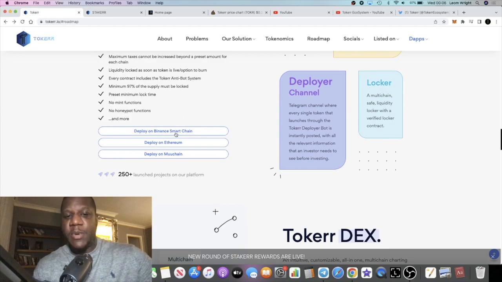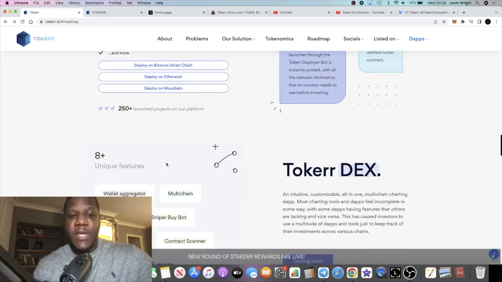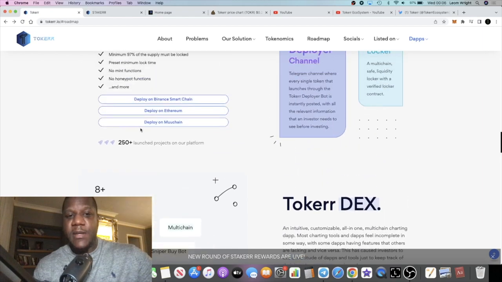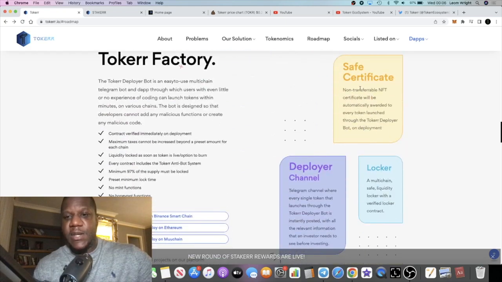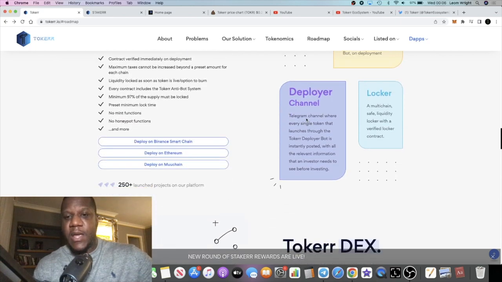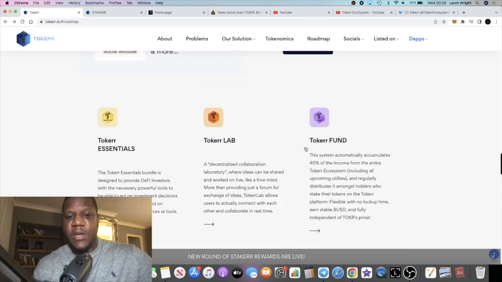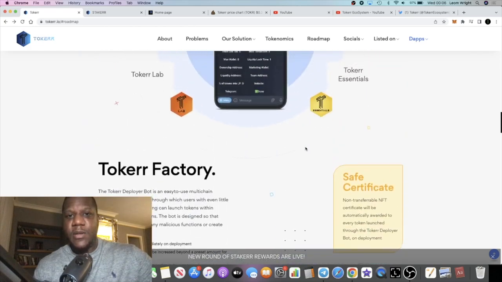So you can deploy on Binance Smart Chain, Ethereum and Mu Chain. I did a video about a blockchain or a token called Mu, M-U-U, a little while back, so I am familiar with that chain. And of course, I would expect that they would add other blockchain infrastructure along the way, because the more, the merrier. Okay, guys. Lock liquidity. You get a safe certificate as a non-transferable NFT, and so on. All right, guys. So I think that this looks like a pretty interesting project.